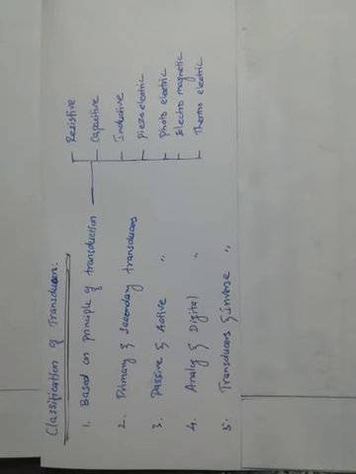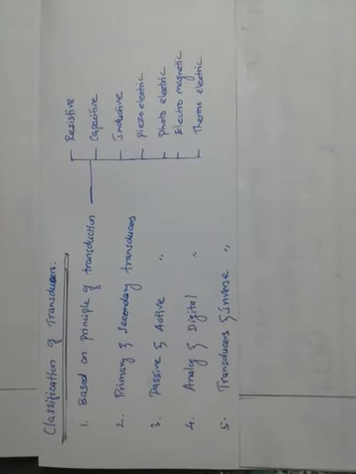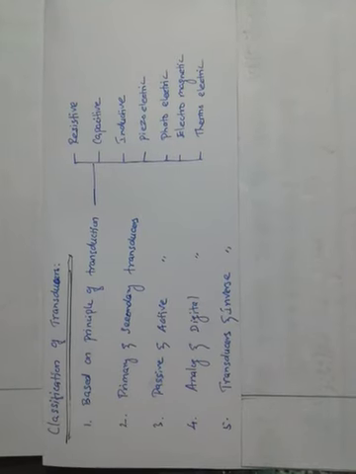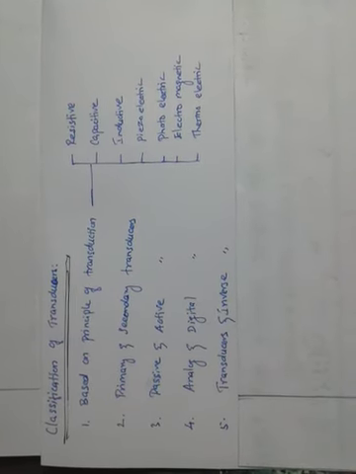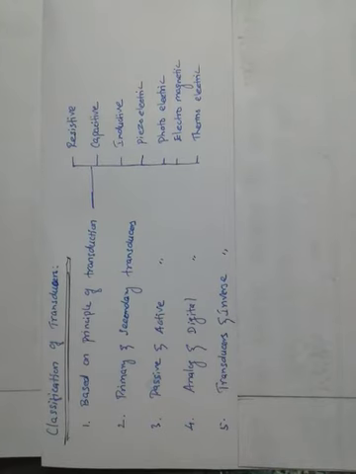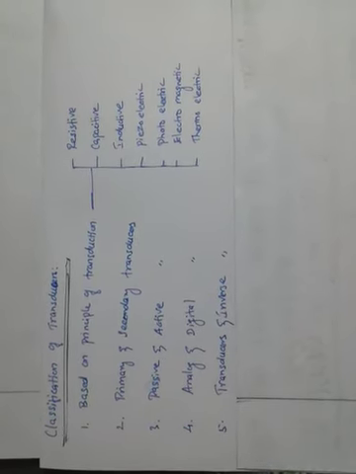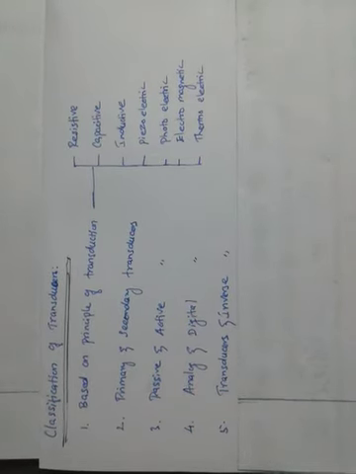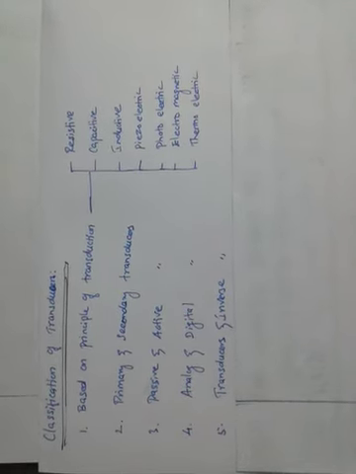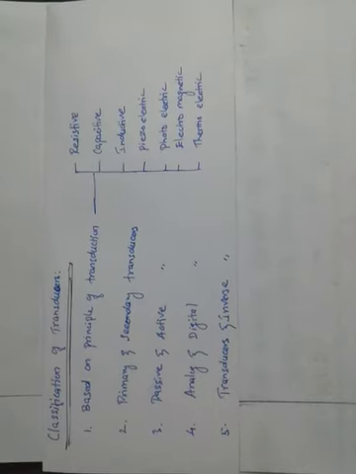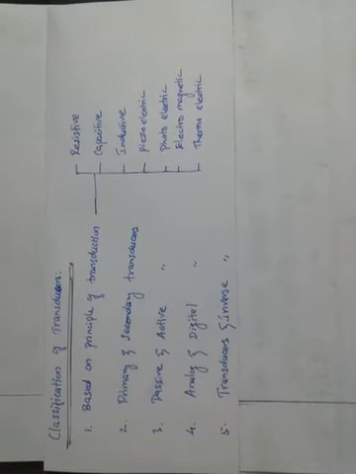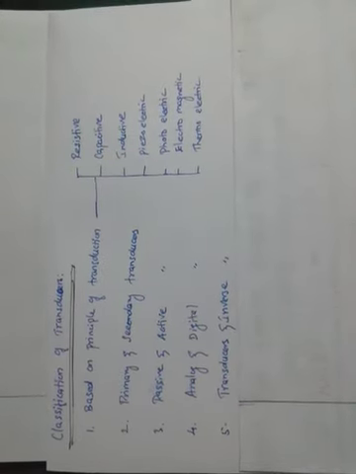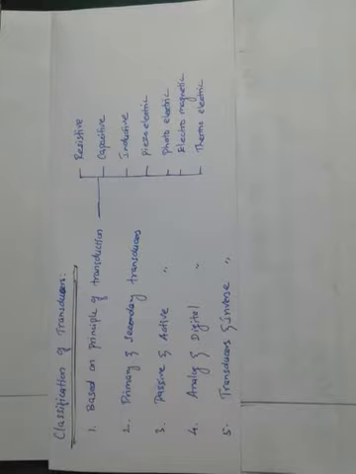So I am going to show the different major classifications of transducers. The first one is based on the principle of transduction. The second is primary and secondary transducers, and the third is passive and active transducers. The fourth is analog and digital transducers. The fifth is transducers and inverse transducers. In the first classification, based on transduction, it is subdivided into various types.